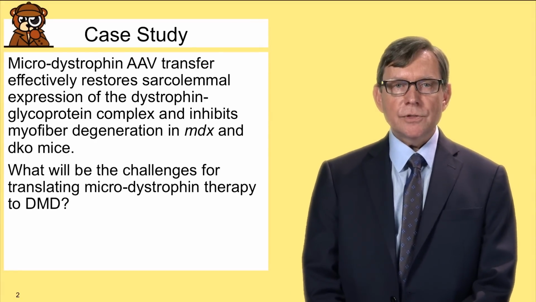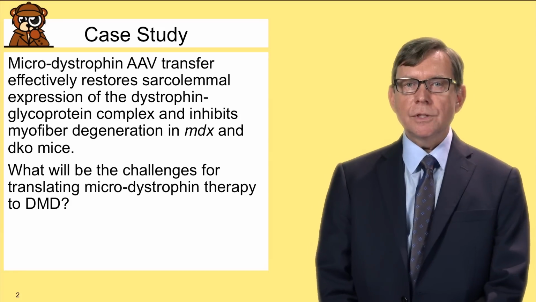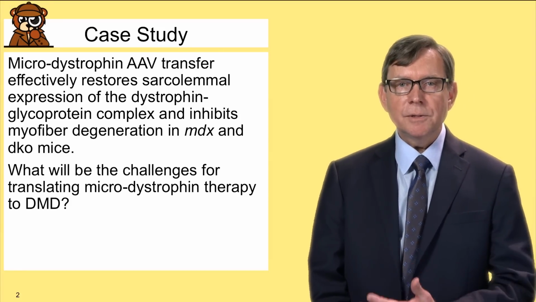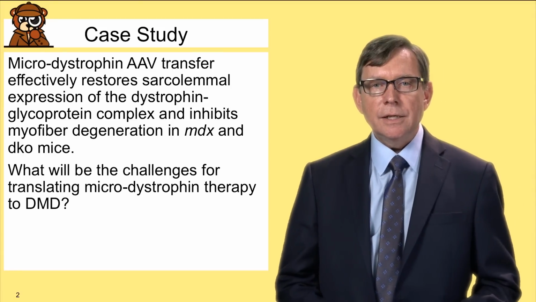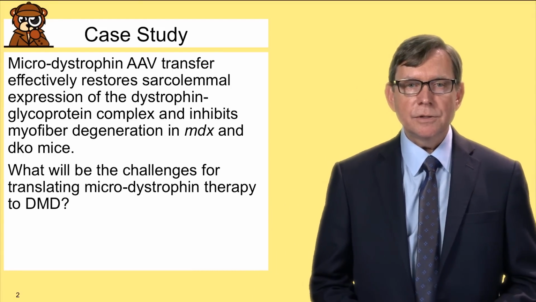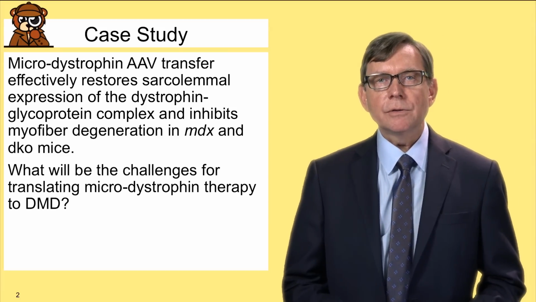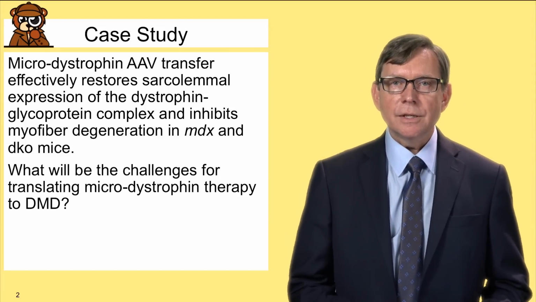So let's pause for a minute and consider this case study. Microdystrophin AAV transfer has been shown to effectively restore the sarcolemma expression of the dystrophin glycoprotein complex, and it can inhibit myofiber degeneration in animal models of muscular dystrophy. What are going to be some of the challenges for translating microdystrophin therapy into the clinical setting?